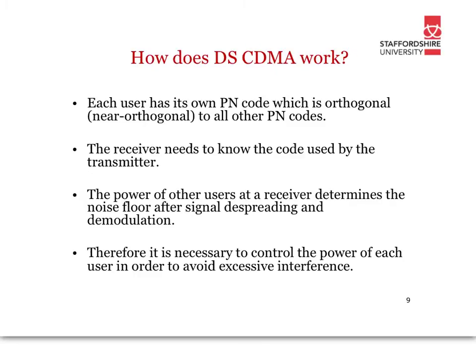Each user has its own individual code, which is orthogonal or near orthogonal to all other PN codes. We'll look into this again. The receiver needs to know that code, or essentially it needs to know how it was transmitted, and it needs to be in synchronization with it. And also, the power of all the users at the receiver determines how much noise there is after signal despreading and demodulation. It is therefore necessary to control the power of each user in order to avoid excessive interference.